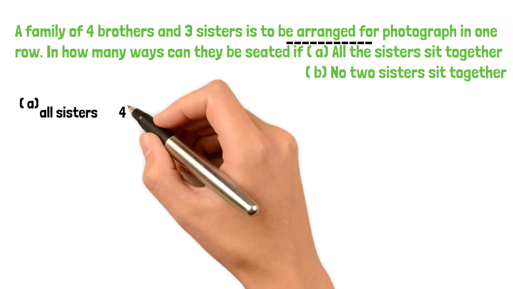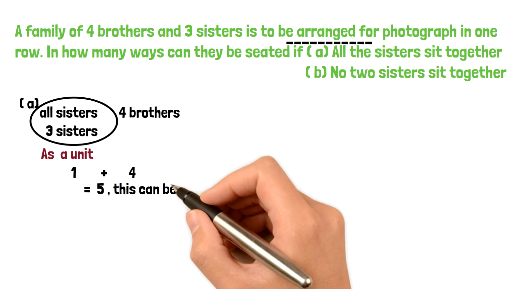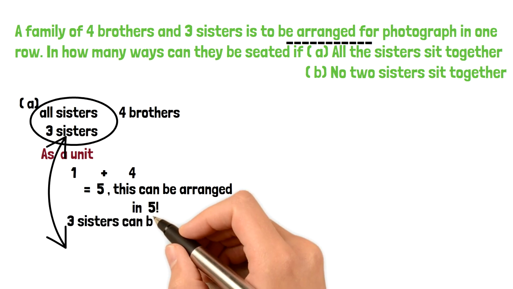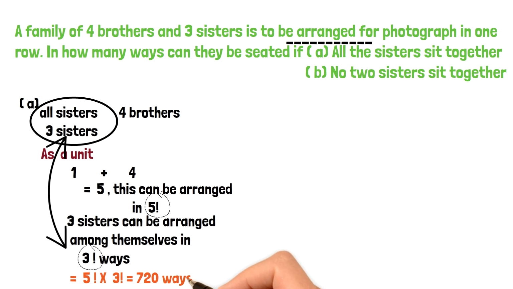Now, as all the sisters sit together, consider them as a unit. Now 1 unit and 4 brothers, that's equal to 5. That can be arranged among themselves in 5 factorial ways. Again, the 3 sisters may be arranged among themselves in 3 factorial ways. Therefore, 5 factorial times 3 factorial is our answer.